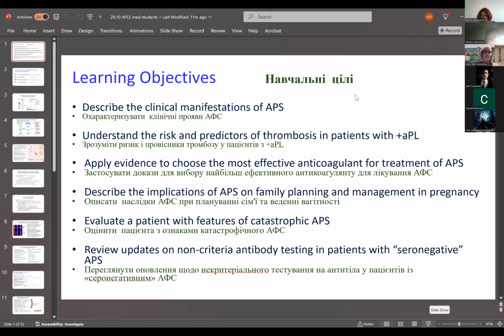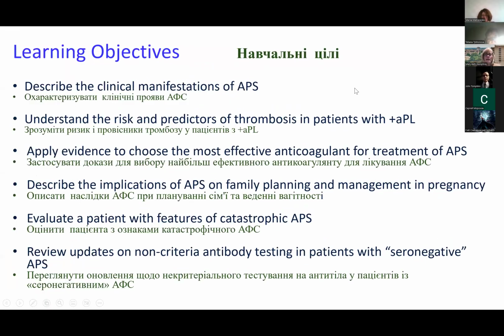All right, everybody. I'm Mary Beth Humphrey. I'm the section chief of rheumatology at the University of Oklahoma College of Medicine. And today we're going to be talking about antiphospholipid syndrome. And these are our learning objectives.